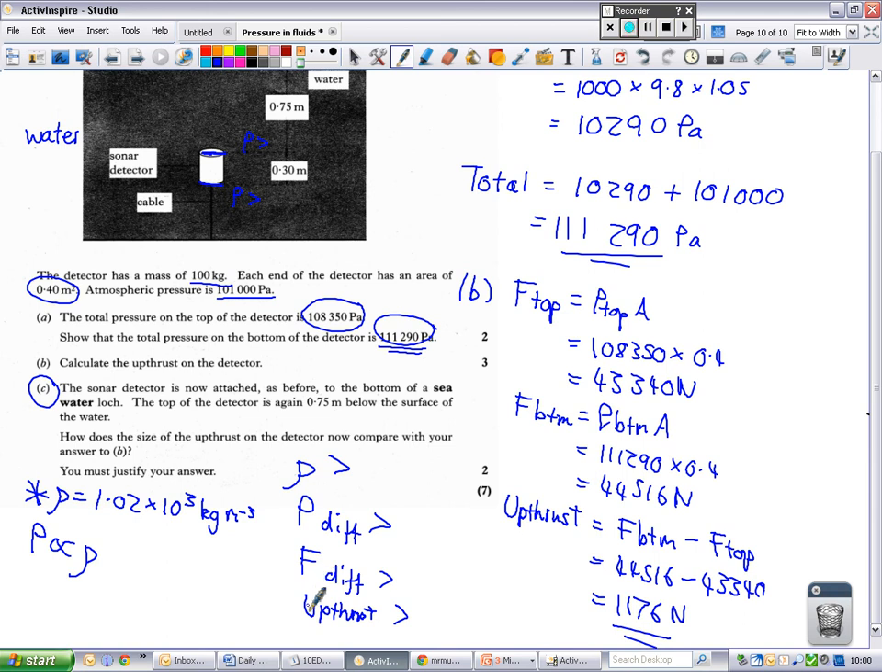So it's going to experience more upthrust, which is probably what you were trying to say anyway, because you know that the seawater is more dense, so it provides more pressure. But you've got to be able to explain that. So you're usually looking for 4 points in these to get these 2 marks. You get half a mark for making each of these points.